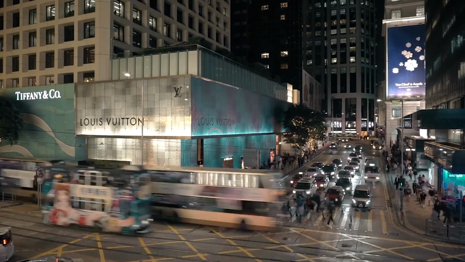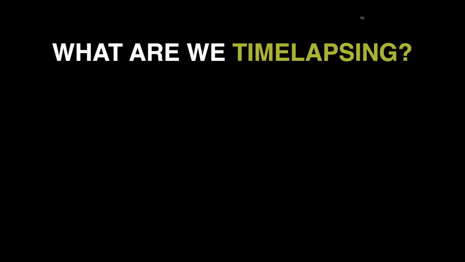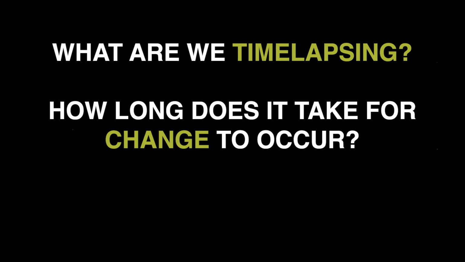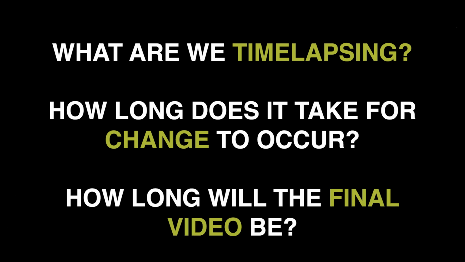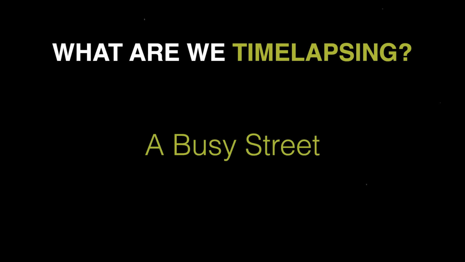So that's our interval. Now that was a lot of information for the first example, but I'm sure the second one will help you better understand. Our second example is going to be time-lapsing a busy street. Now, there's 3 questions we need to answer. What are we time-lapsing? How long does it take for change to occur? And how long will our final video be? The first one is easy. What are we time-lapsing? A busy street.